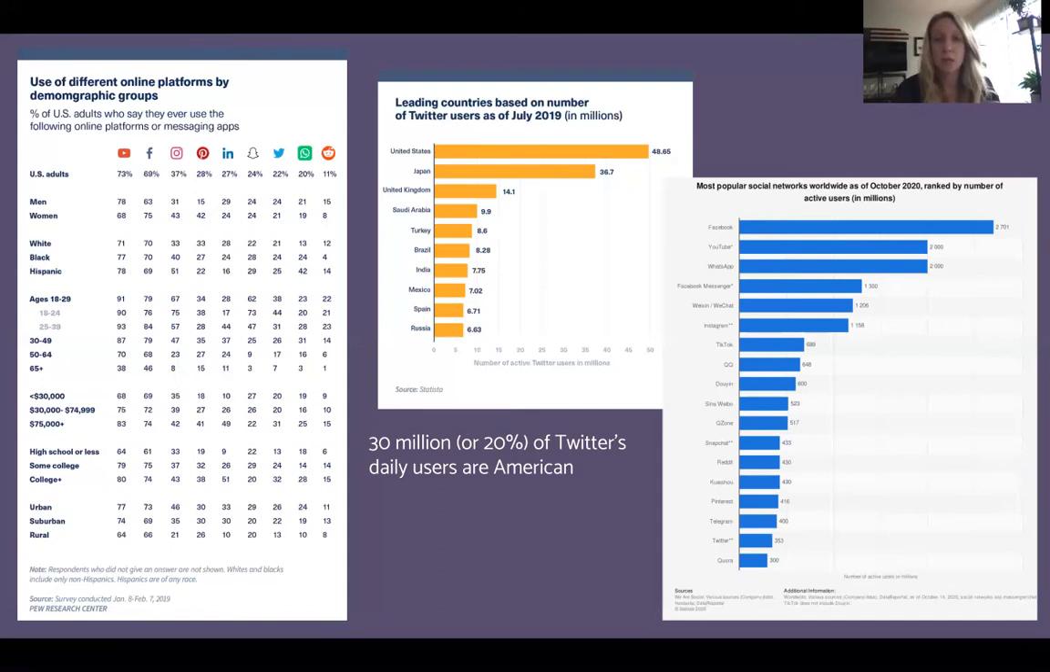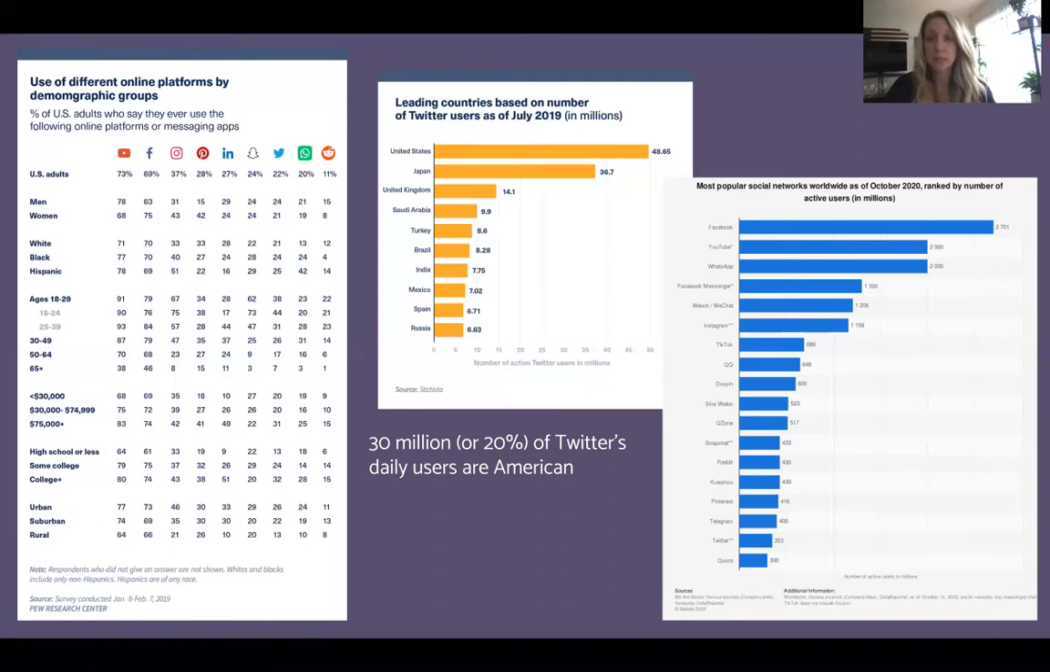Again, the middle graph is a chart showing in 2019 where Twitter users are. And like we just spoke about, you can see that most of them are in the United States, closely followed by Japan, and then marching on down the list. So 30 million, or about 20% of Twitter's daily users, are American. Most popular social networks as of October 2020. So this is a little bit newer information, which is great.